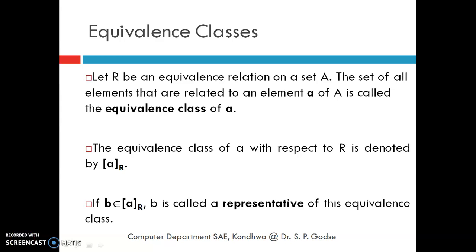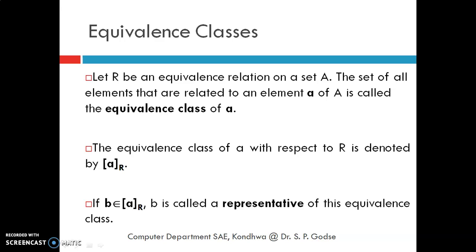We see no equivalence relation. So after that, equivalence classes. For equivalence classes, we need to find out first whether the relation is an equivalence relation or not. Then what exactly is meant by equivalence classes?